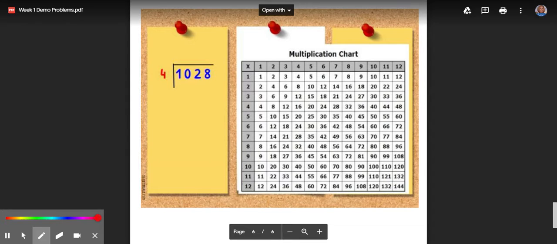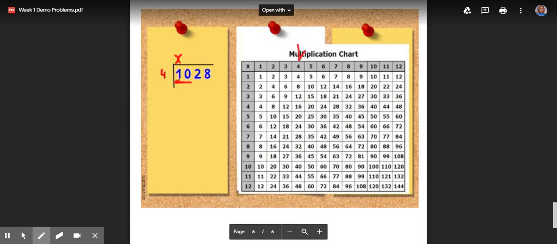4 divided into 1028. My first digit is a 1, and I know that 4 is too big to divide into 1 without breaking it up, and I can't do that. So I'm going to put either a 0 for a 0 value or an X right above the 1, so I remember not to write above the 1. My answer should not be recorded above that at all. I'm now dividing into 10.